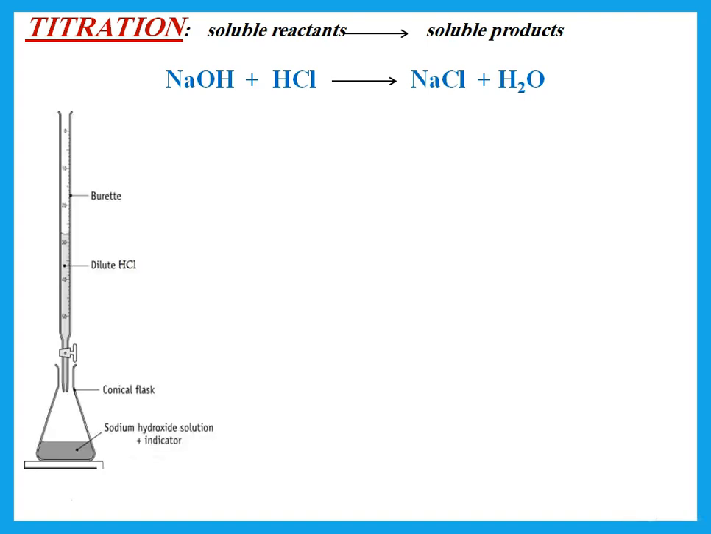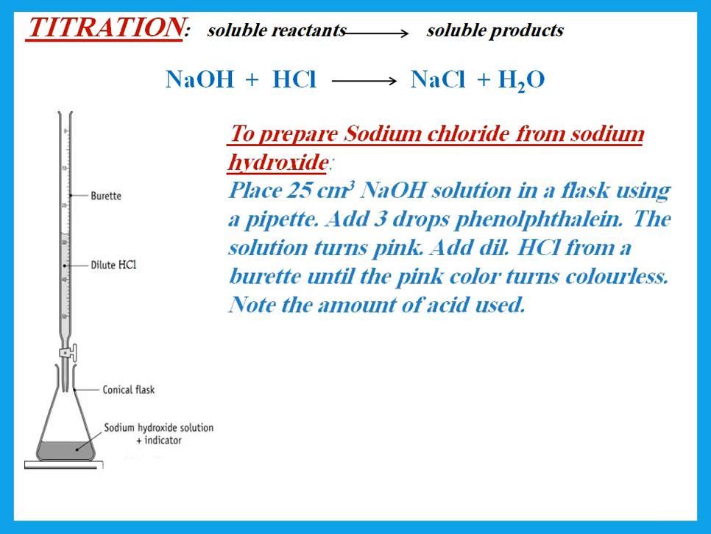So we do the method called titration, and in titration we have a burette and a flask. We put 25 cm³ of the base, usually the base, sometimes it could be the acid, in the flask using a pipette. Then we add 3 drops of indicator. This could either be phenolphthalein or methyl orange. If it is phenolphthalein, then the solution initially will turn pink.